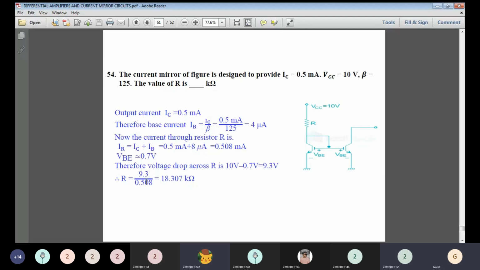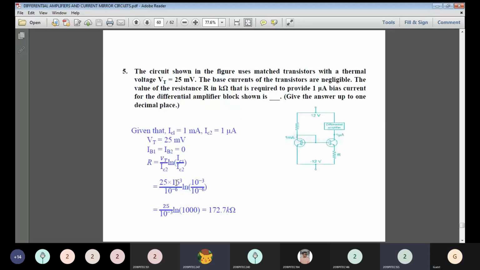The V value is the drop, 9.3 volts, and the current value here is IR, which is nothing but the addition of the collector current as well as the base current. The collector current is mentioned in the question, but the IB value is not known. That's why in the first step we calculated this IB. Now you substitute the values and you are getting 18.307 kilo ohms.